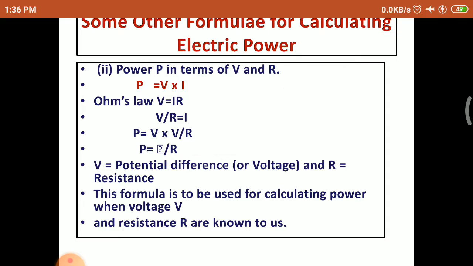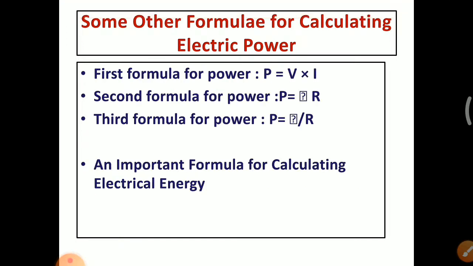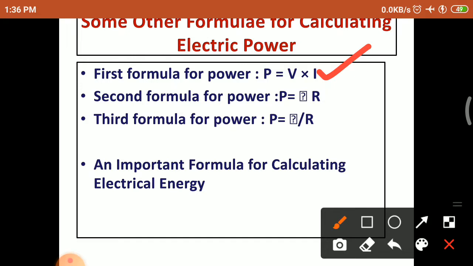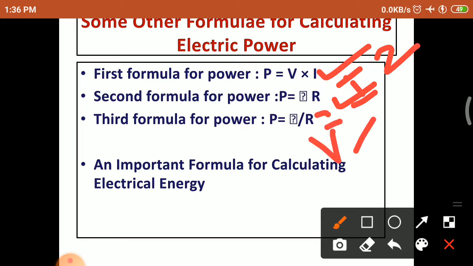So till now we know three formulas for calculating power. The first is P equals VI, where V is the potential difference and I is the current. The second formula is P equals I squared R. The third formula is P equals V squared by R. These three formulas are very important for numerical problems.